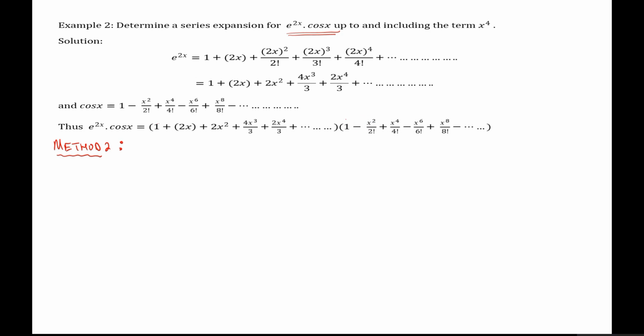I take any of the terms, but I prefer the series expansion for e to the 2x, and I put all the terms of that series expansion beneath each other here. 1, then 2x, then 2x squared, 4 over 3x cubed, and 2/3 x to the power 4 in a vertical column.